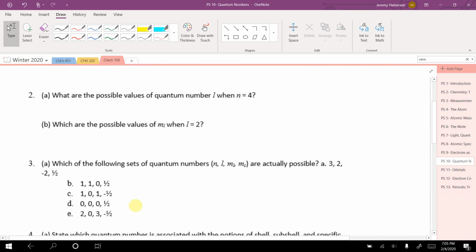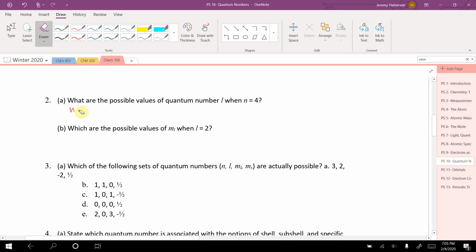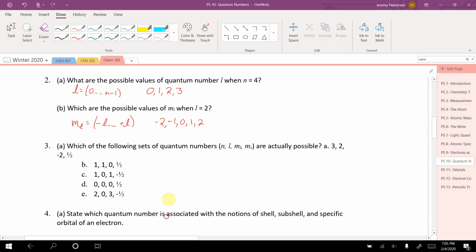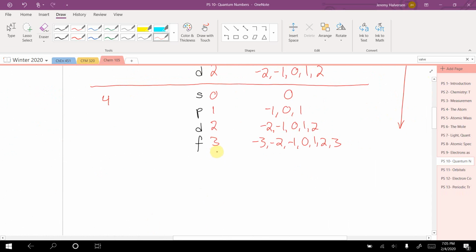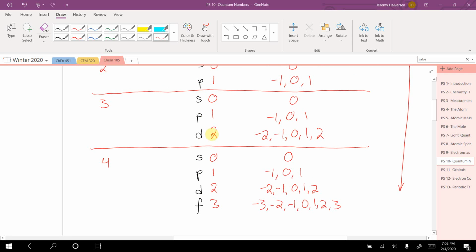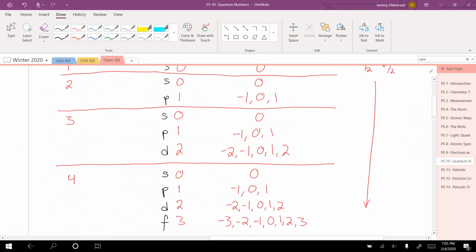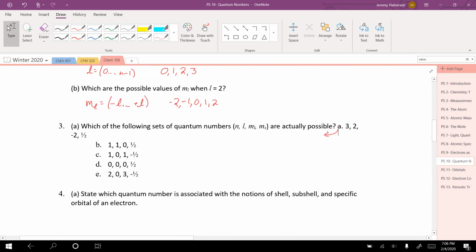What are the possible values of the quantum number l when n equals 4? Well, we know that if n equals 4, L equals 0 up to n minus 1. So L could be 0, 1, 2, or 3. And then when L is 2, what are the possible values for m sub L? Well, m sub L equals negative L up to positive L. So if L is 2, m sub L could equal negative 2, negative 1, 0, 1, or 2. Which of the following sets of quantum numbers, n, l, m sub l, m sub s, are actually possible? So we've got 3, 2, negative 2, 1/2. 3 is possible, 2 is possible, negative 2 is possible, and 1/2. That is possible.